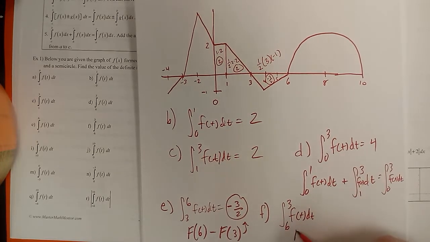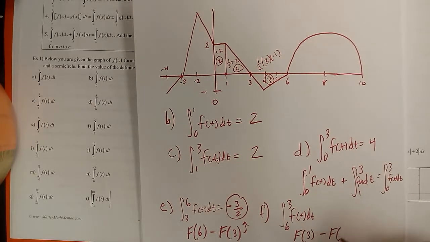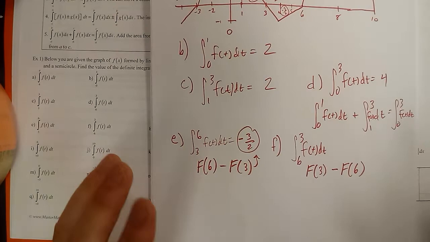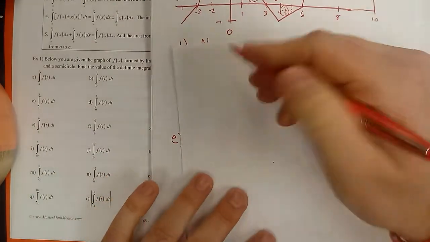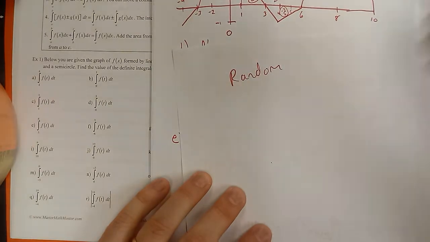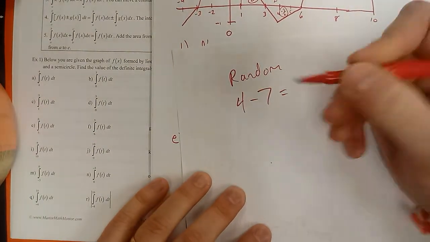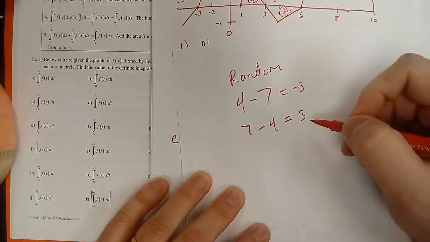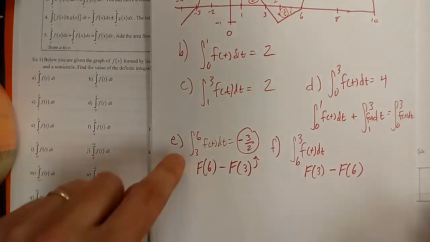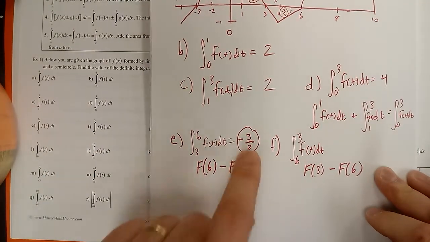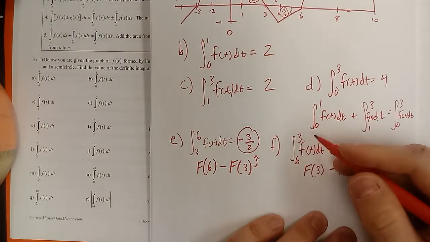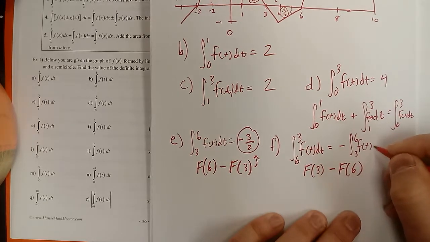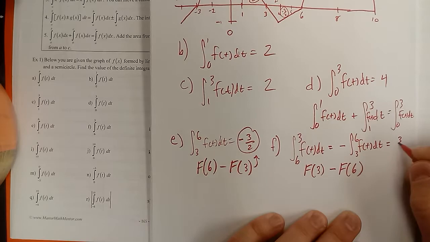What would happen if I do big F of 3 minus big F of 6? If you're not sure, just pick a random number. Let's do 4 minus 7. What do you get with 4 minus 7? You get negative 3. What happens if you reverse that? You get 3, the opposite. So in reality, if we have the bounds reversed, it's just the opposite answer. So a lot of times we'll say this is equal to negative the integral from 3 to 6 of f of t dt. So we'll get positive 3 over 2 for this one.